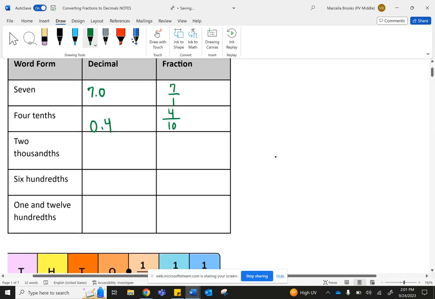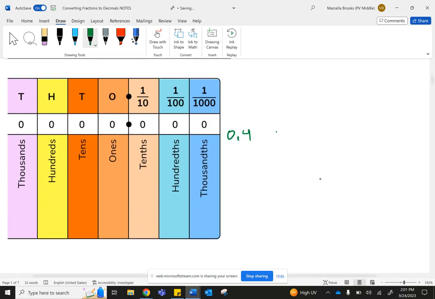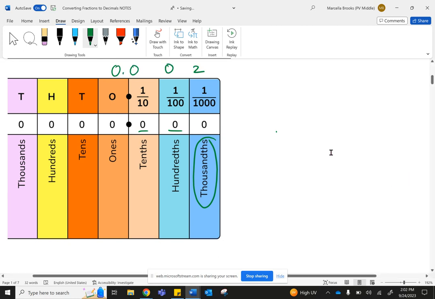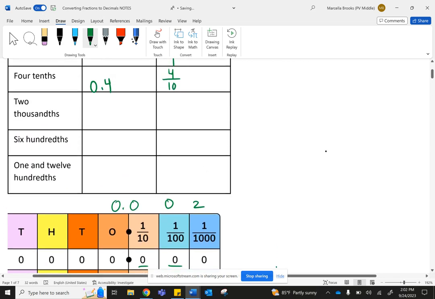The decimal 2 thousandths. So let's do the same thing we just did. Here are our thousandths. So that means I have to go 0.00. Oops. Let's do it up here. 0.002. So that's 2 thousandths. The way we write that as a fraction is 2 over 1,000.